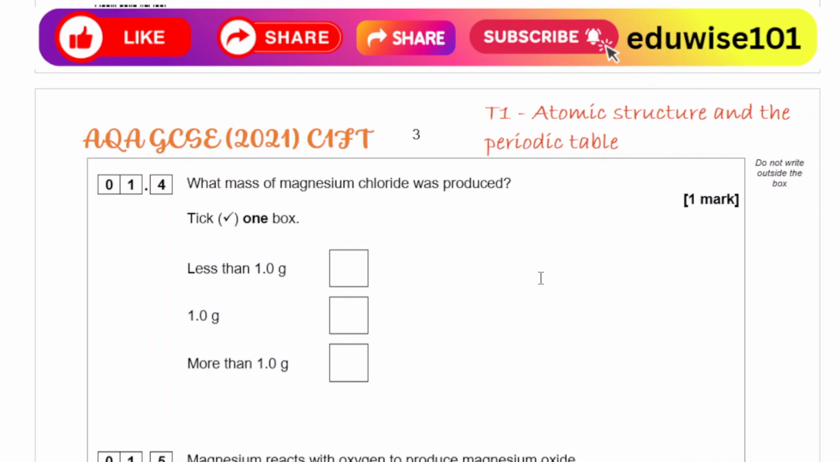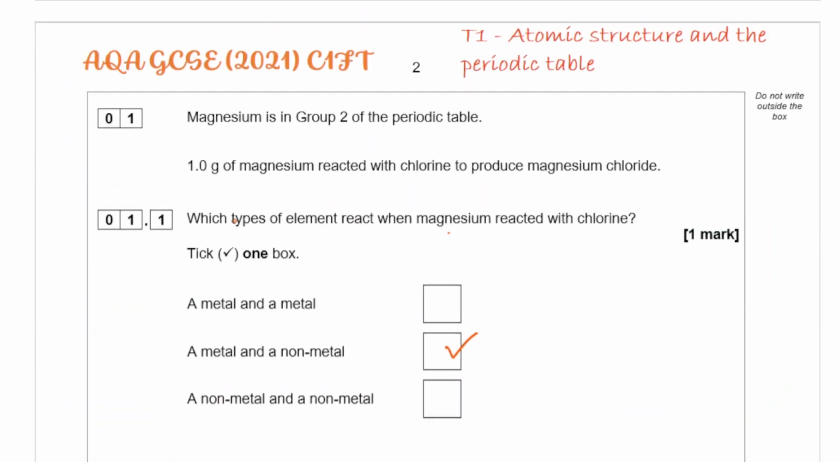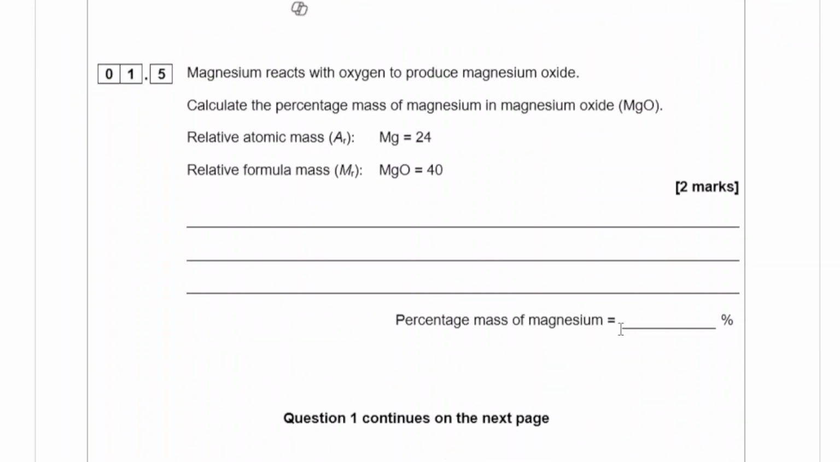What mass of magnesium chloride was produced? Well, if you remember from the start, they are using 1 gram of magnesium. So 1 gram of magnesium is reacting with chlorine, which will add to the mass of magnesium when it reacts. So the mass should be more than 1 gram. This is linked to the law of conservation of mass.